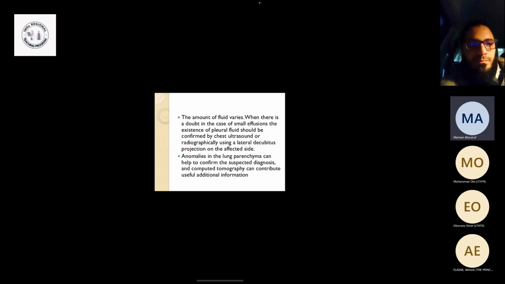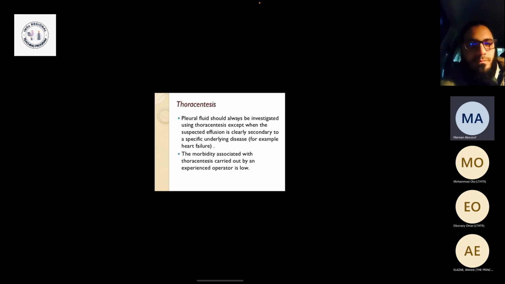Thoracocentesis: pleural fluid should always be investigated by taking a sample, doing the thoracocentesis, except when the effusion is clearly secondary to something like heart failure or hepatic hydrothorax. In those cases we are not going into a lot of investigation, because of the risk of infection, and we treat the underlying condition. The morbidity associated with thoracocentesis is very low, so the approach is to do it for every patient the first time, even the transudative one. It does not have a lot of morbidity or complications normally.